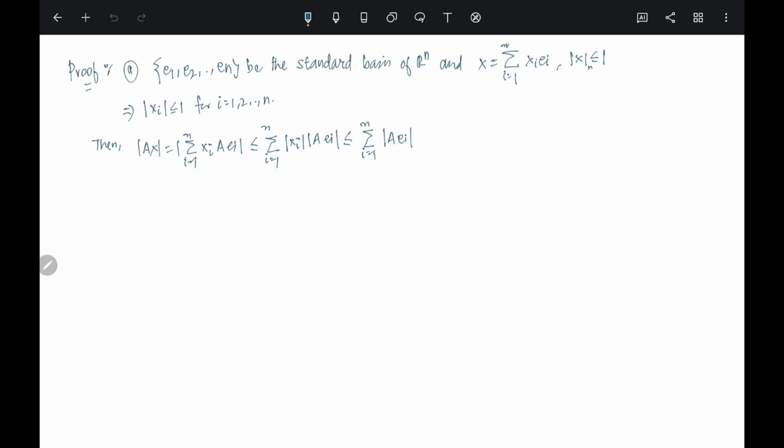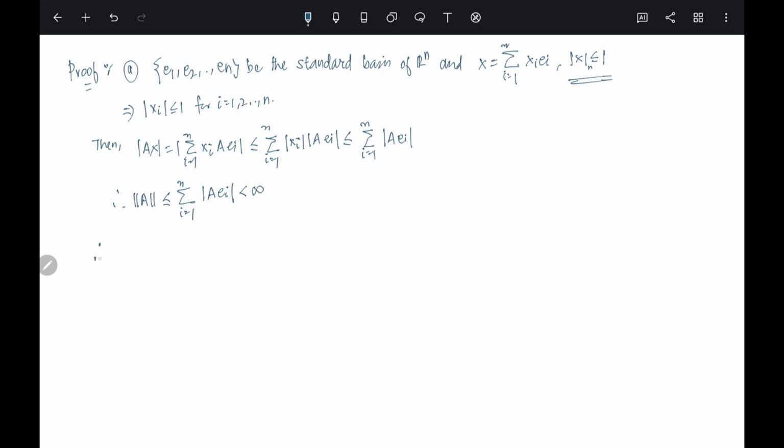Right now, once you have this, what we have is that the norm of A, which is nothing but the supremum of this for norm x less than 1, is always dominated by the summation i equals 1 to n of the norm of A e_i, which is finite. Clear? That is clear, because this is just the sum of n numbers, which is going to be finite. So the norm of A is always going to be finite.